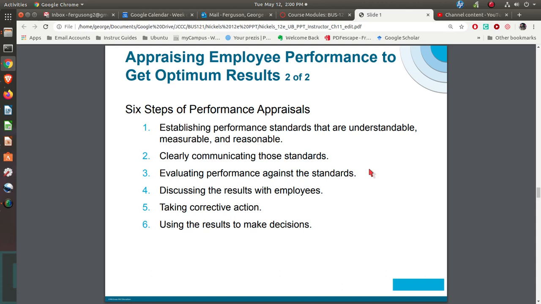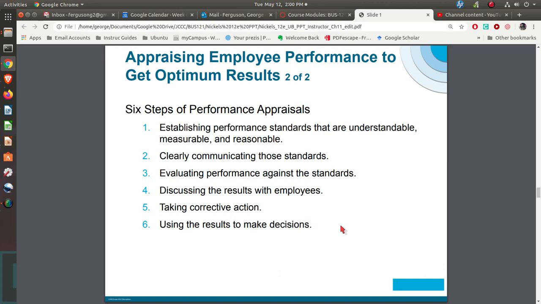So you have to make sure that you're clear as far as what's going on, and if you have to make changes during the year, you do. You sit down and discuss it with the employee. And any kind of corrective action that's necessary, you go ahead and make sure that you put together the plans to take what those actions might be. You use those results many times in making decisions.